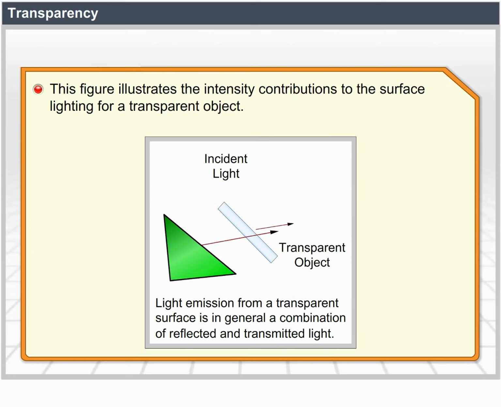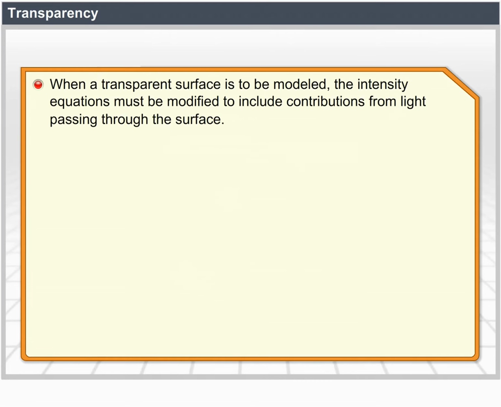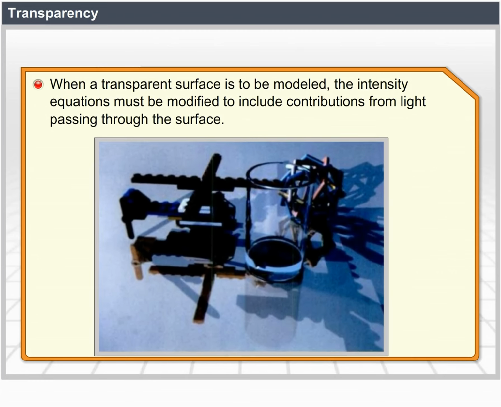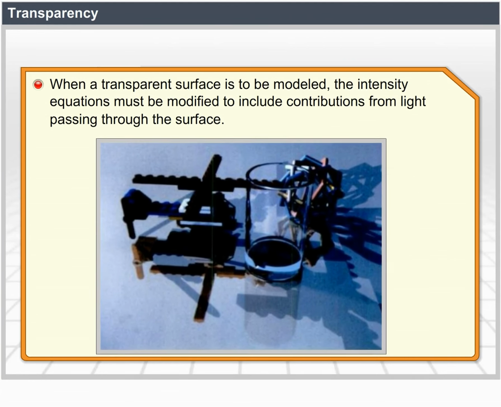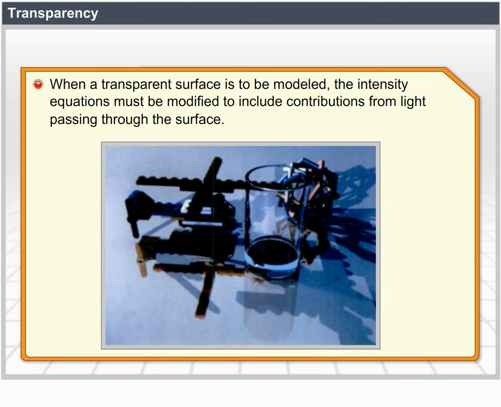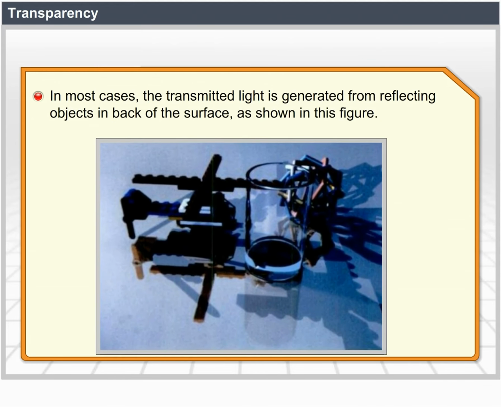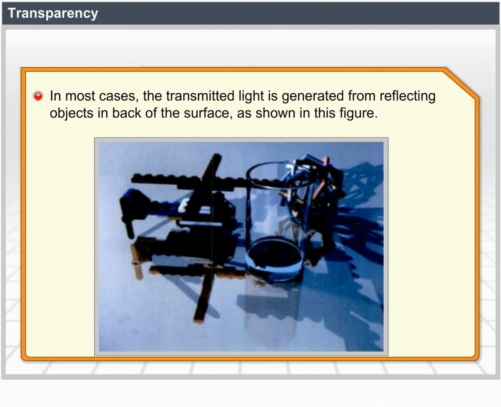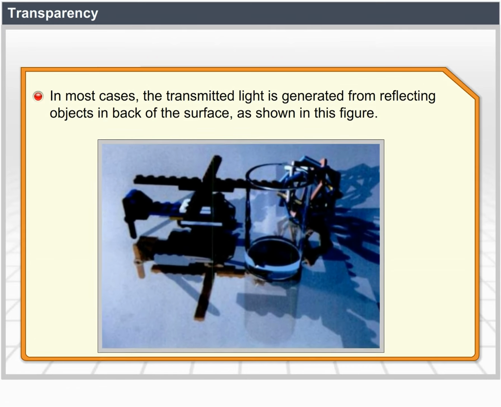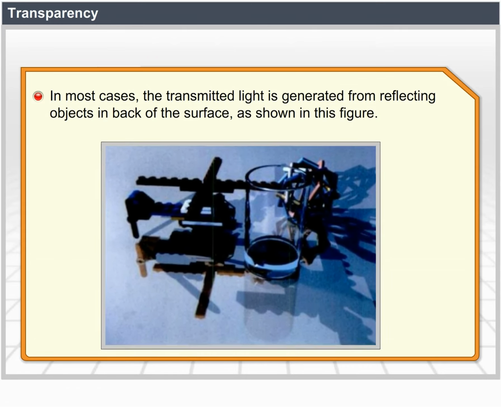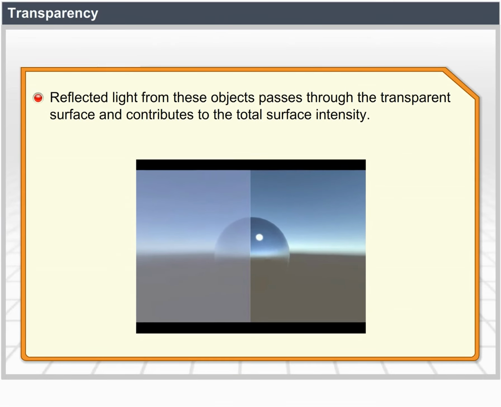When a transparent surface is to be modeled, the intensity equations must be modified to include contributions from light passing through the surface. In most cases, the transmitted light is generated from reflecting objects in back of the surface, as in this figure. Reflected light from these objects passes through the transparent surface and contributes to the total surface intensity.